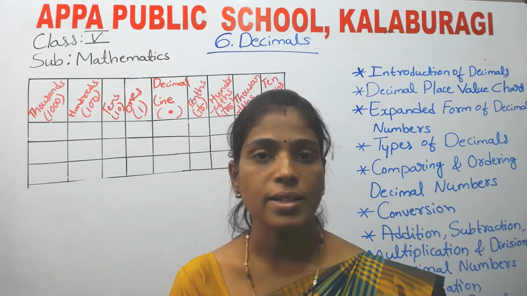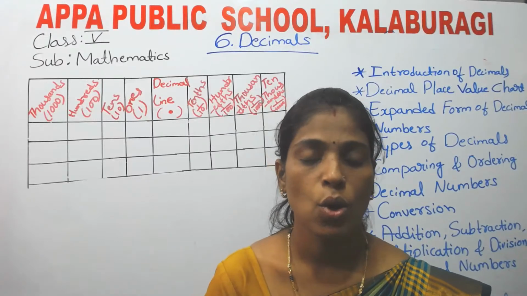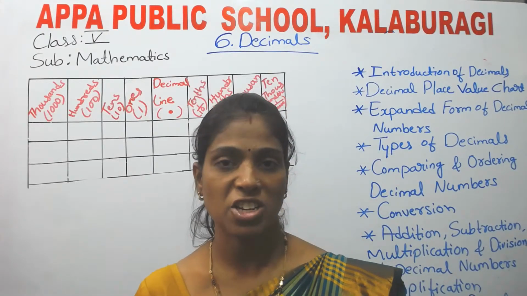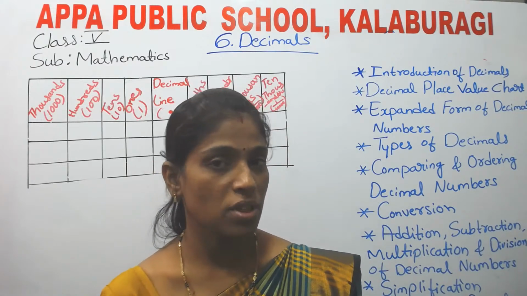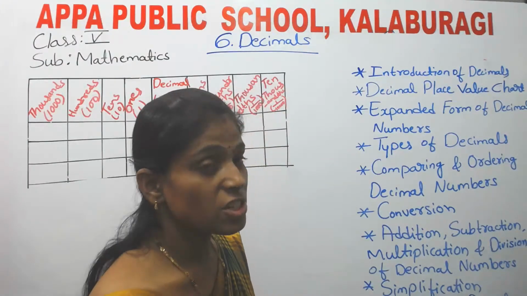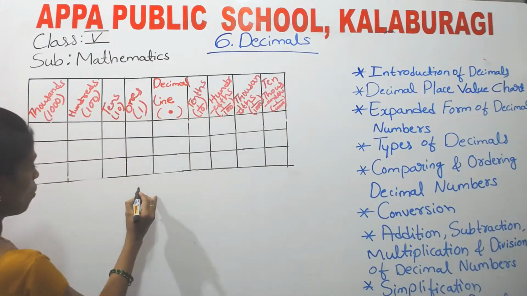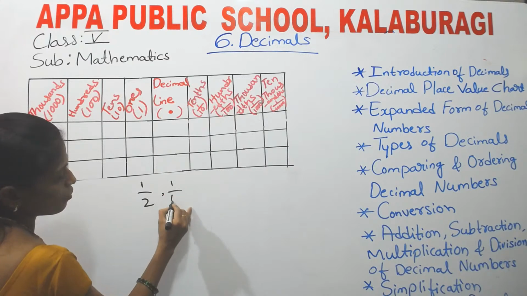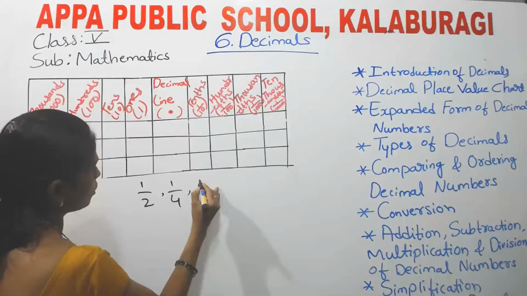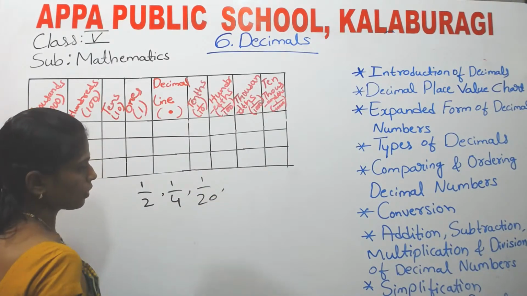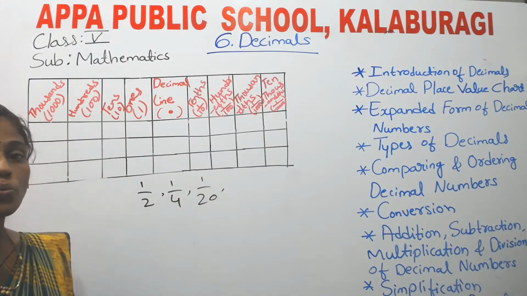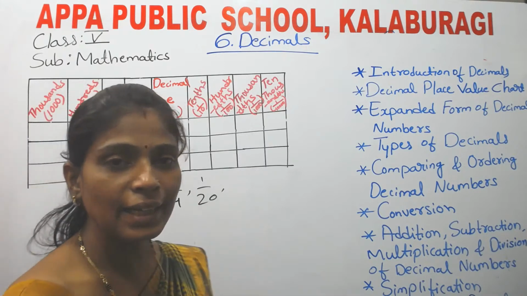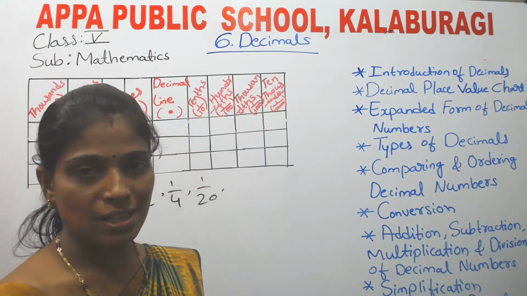Let us revise the previous class. What have you learned in the previous class, children? That is the fractions chapter, the 5th chapter. Fractions means 1 by 2, 1 by 4 and 1 by 20. Okay, like this. These are called fractions. Fractions are related to decimals also.